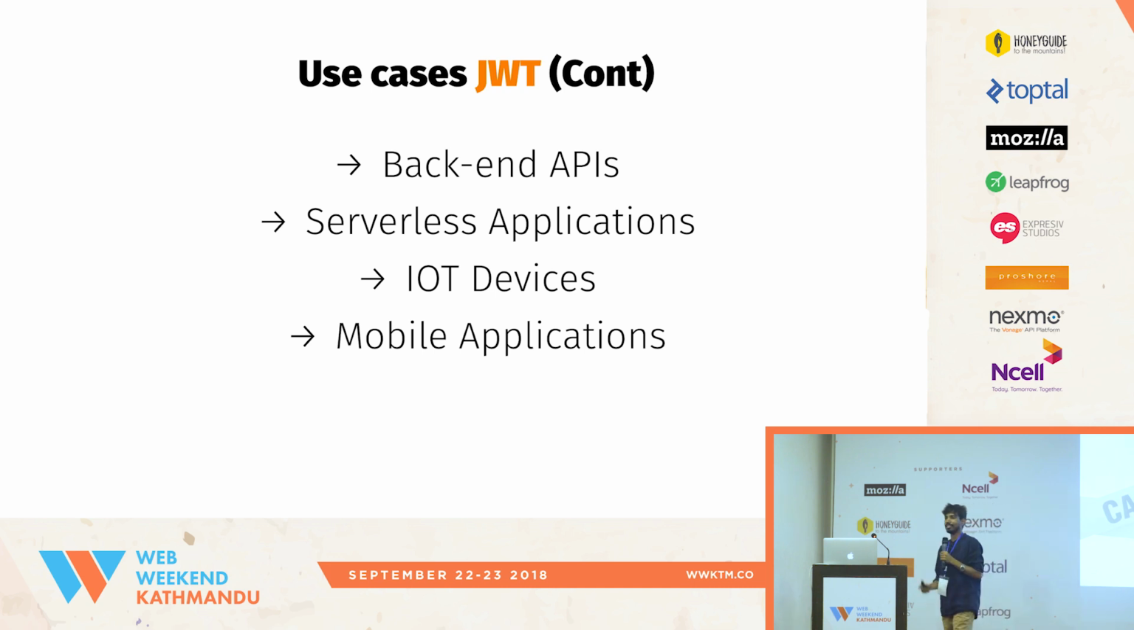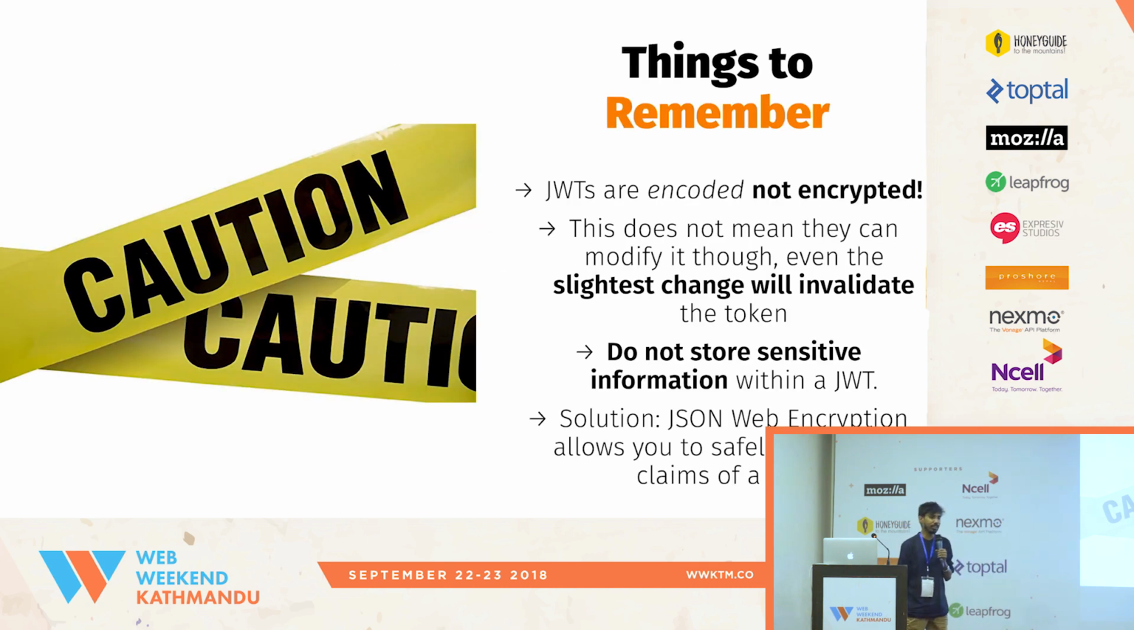JWT looks like a gibberish string, but you need to know it is not encrypted. It's just encoded. What is the difference between encoded and encrypted? Encoded means you can just decode it and read what is inside, and encrypted means you need to know the algorithm and secrets to read it. So whatever you put in JWT, anybody can read. So why are you going to use something everybody can read?